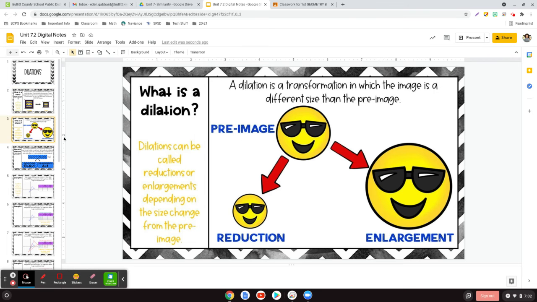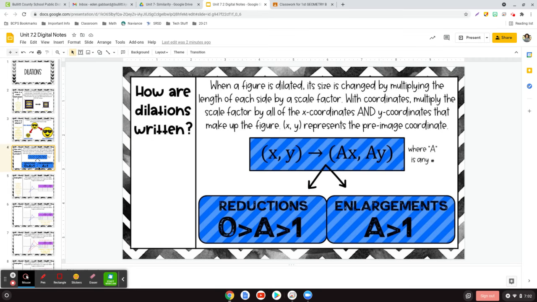So a dilation is a transformation in which the image is a different size than the pre-image. We're either going to make it bigger, and that's an enlargement, or a reduction, and that is making it smaller. To dilate a figure, we take the coordinates of that figure that we're given, our x and our y, and then we multiply them by the scale factor. And sometimes the scale factor is given to us, and sometimes we have to find it out.